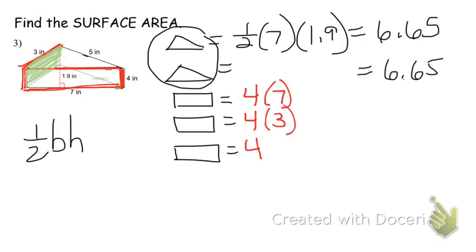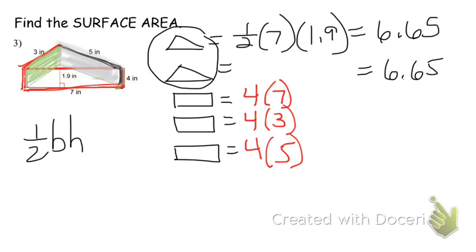And the last one is going to be 4 times 5. It's actually going to be this rectangle right here, 4 times 5. Okay, so here's the short of it.